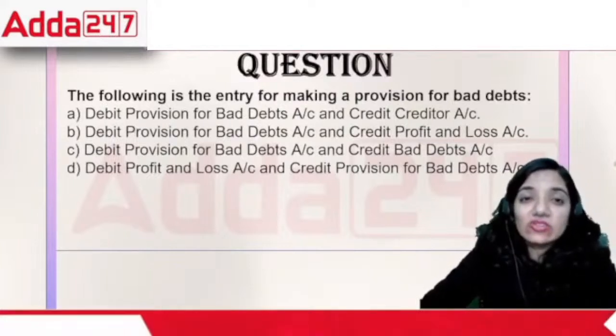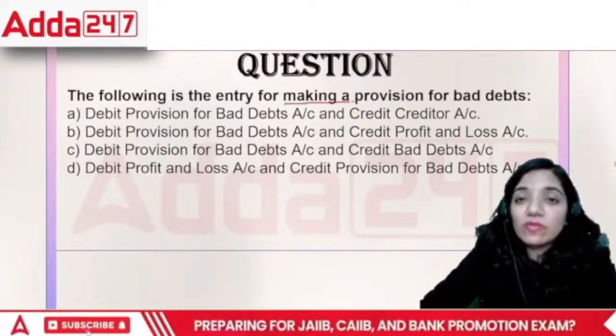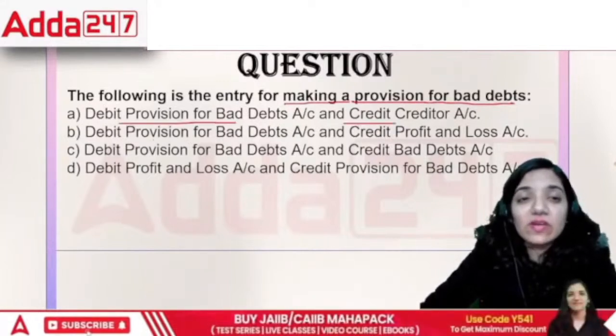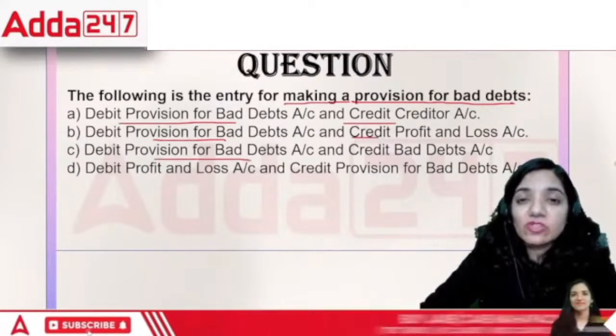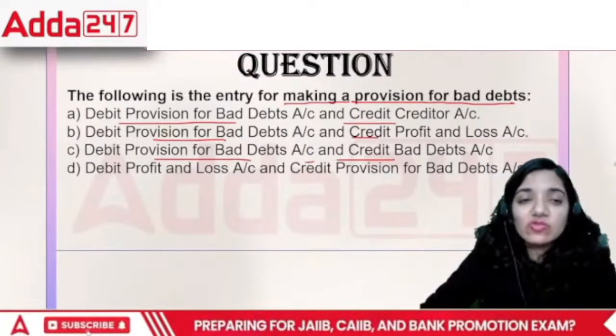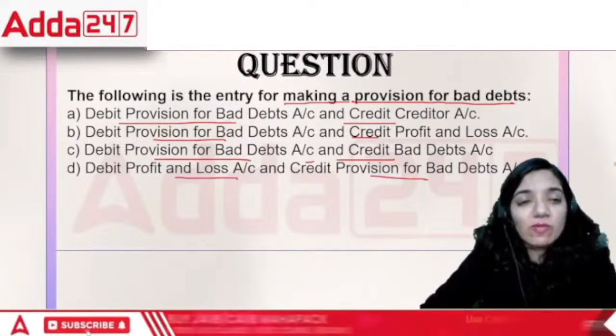The following is the entry for making a provision for bad debts. Debit provision for bad debts, credit provision for bad debts. Then we have bad debts in P&L to provision for bad debts. What do you mean by provision?